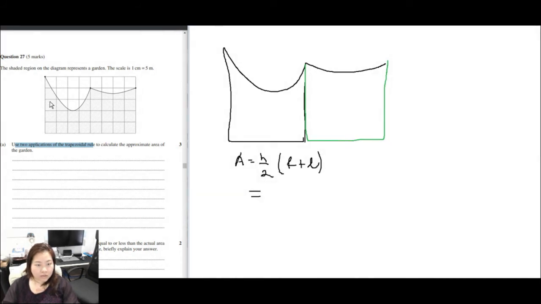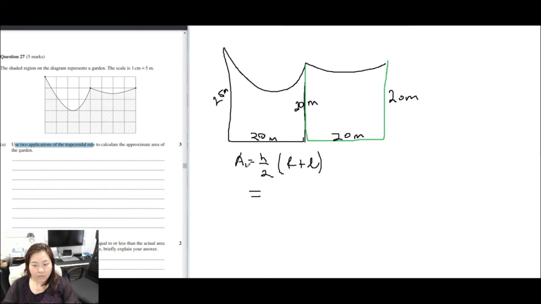Okay, this one is 1, 2, 3, 4, 5 centimeters, so that's 25 meters. The one in the middle is 4 centimeters, so that's 20 meters. And the last one is also 20 meters. This is going to just give us a rectangle, actually a square, never mind. The height is 20 meters each.